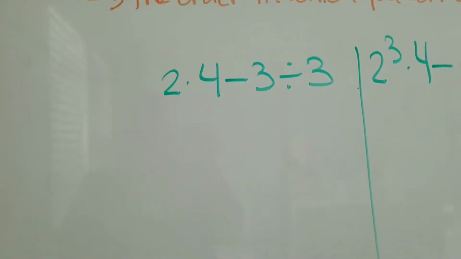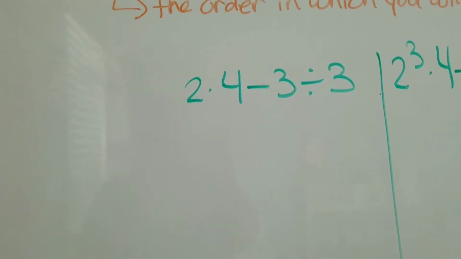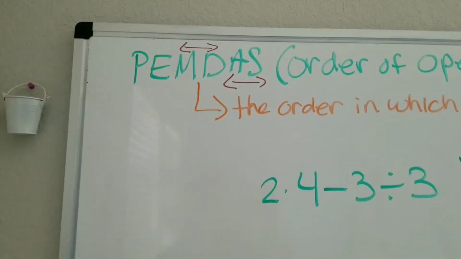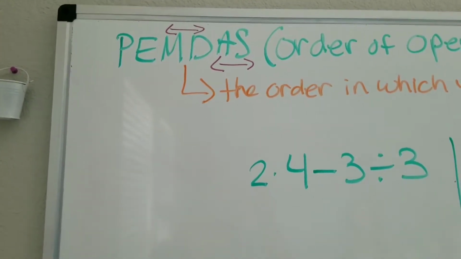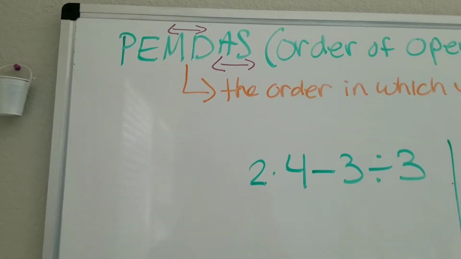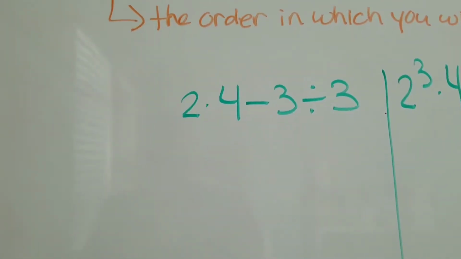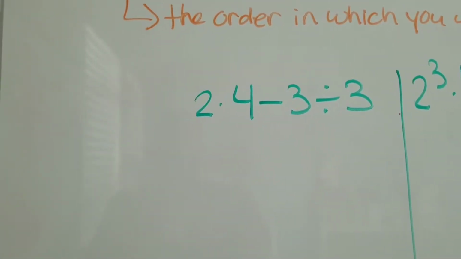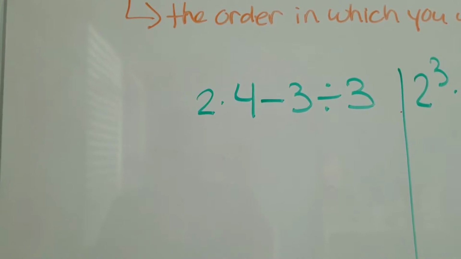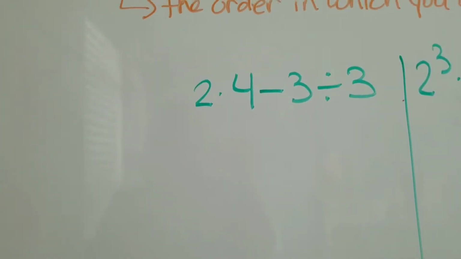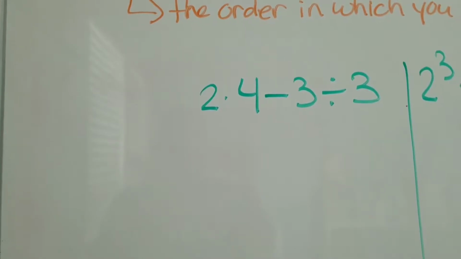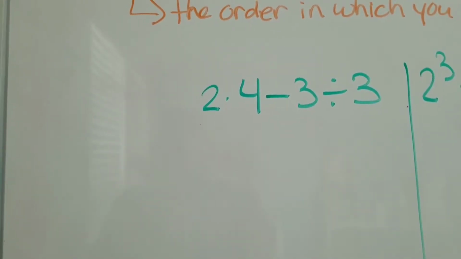So let's look at this first problem and let's solve it using what we know about PEMDAS. This is a simple one. We're not doing the exponents. We're just focusing on the simple PEMDAS formula. So what will we do first? We have 2 times 4 minus 3 divided by 3. What would you do first? 3 divided by 3. Okay. Now you said we would do 3 divided by 3. Is that on the right side or the left side?